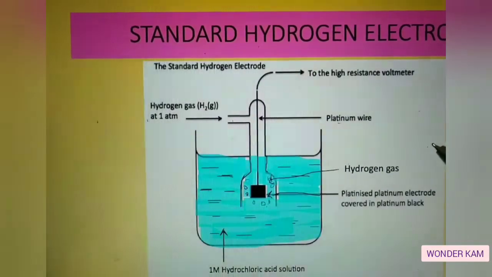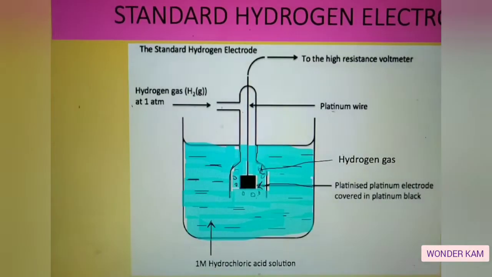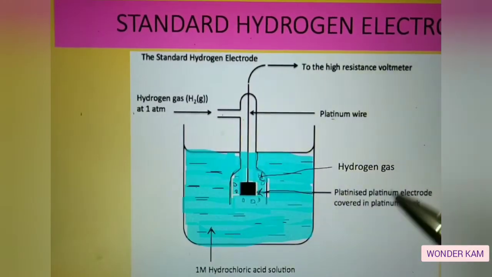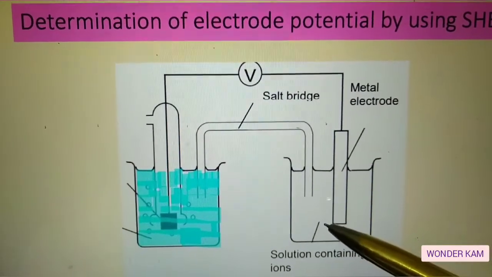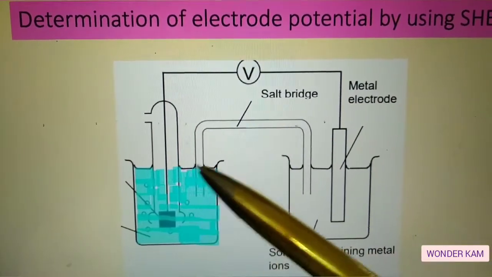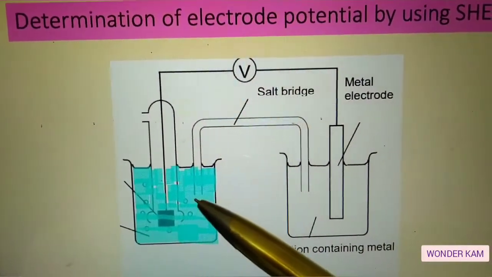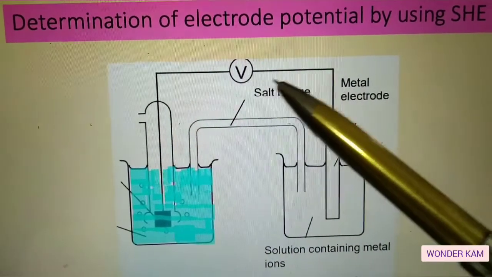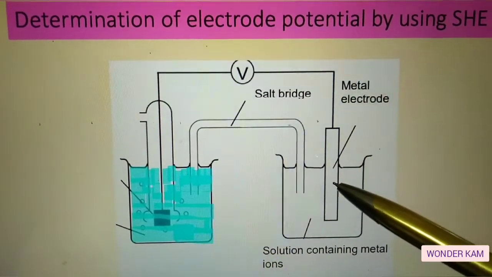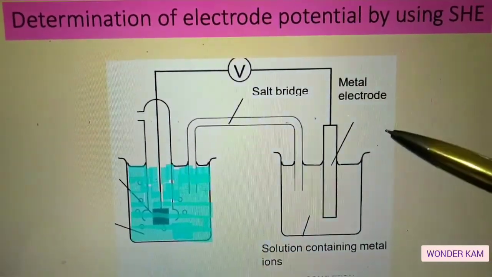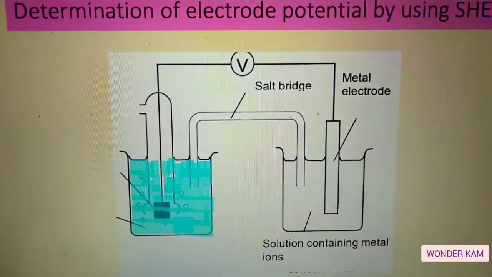So the potential of another electrode can be determined by connecting that electrode to the standard hydrogen electrode to form a galvanic cell like this, where this is the electrode whose potential is to be determined. So it is connected to the standard hydrogen electrode to form a cell and the cell potential is determined. In this case, the cell potential is the potential of the unknown electrode as the electrode potential of the standard hydrogen electrode is 0 volt. So in this way, the single electrode potential is determined by using a reference electrode.